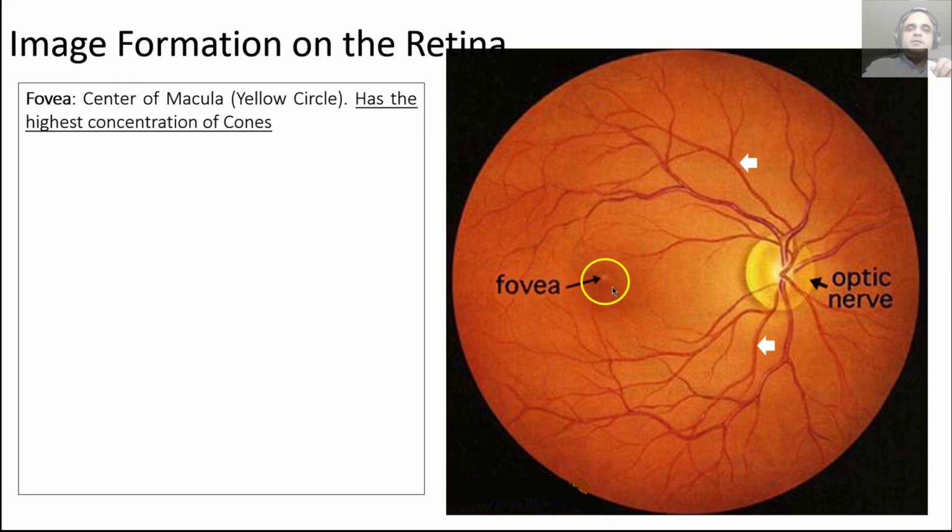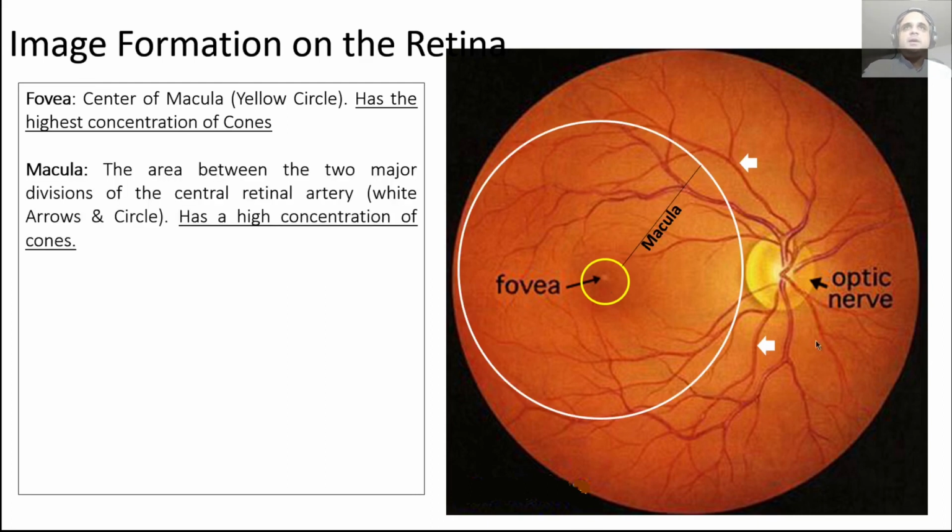The fovea is the part of the eye which has the maximum density of cones and provides the best vision in terms of the resolution of vision, resolution being the resolving power of the eye. And this has a little white reflex right here. We'll just see why this white reflex is produced and how it is produced.